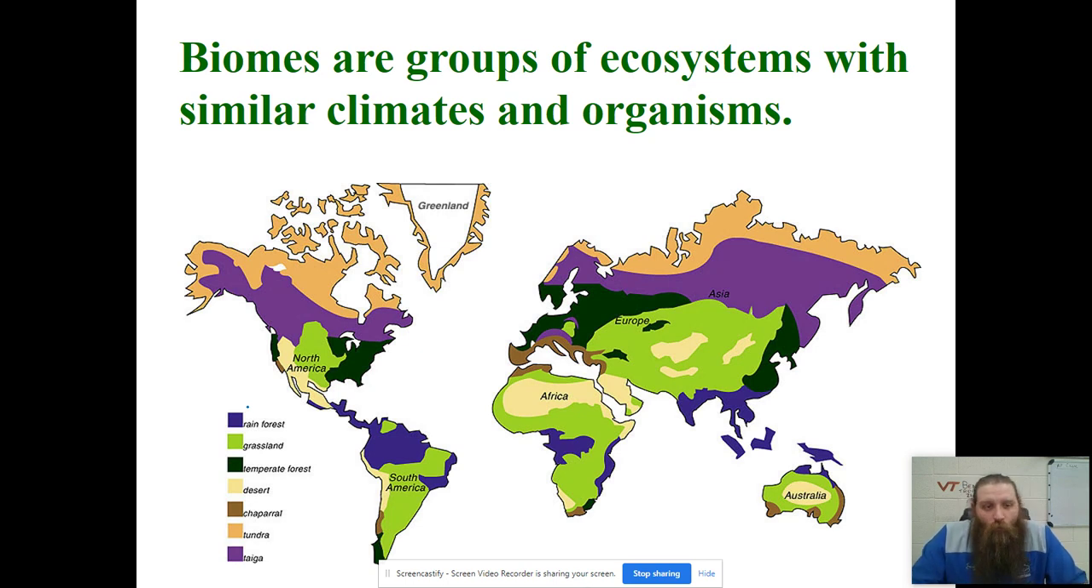Now let's switch gears one more time. Let's talk about the last topic of the three in our overview, and that is a biome. So here is a general map of biomes throughout the world. You can see that there are rainforests, grasslands, temperate forests, deserts, something called the tundra, the taiga. All these different biomes. You've probably heard of all of them before, and you can see on this map where they're laid out.